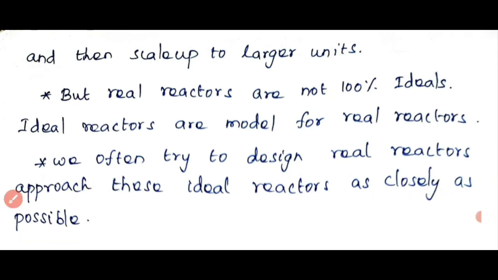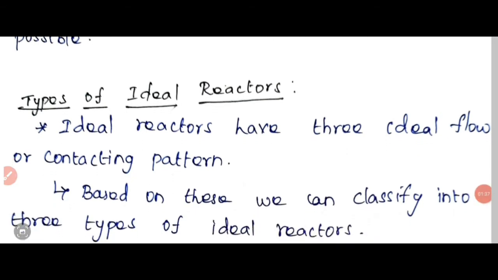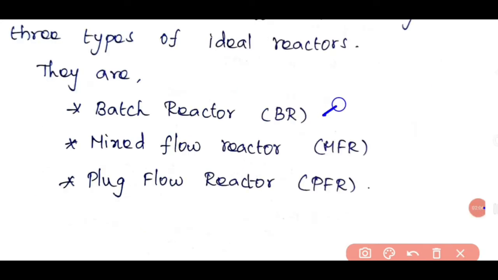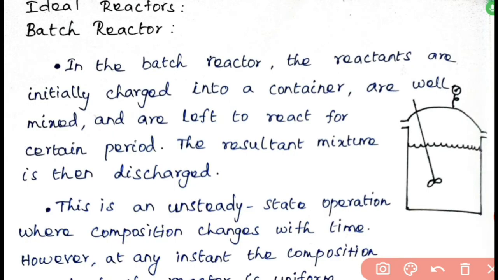Then we come to types of ideal reactors. Ideal reactors have three ideal flow or contacting patterns. Based on these, we can classify ideal reactors into three types. They are the batch reactor, mixed flow reactor and plug flow reactor. We will see about all these three types of reactors. First we will see about the batch reactor.